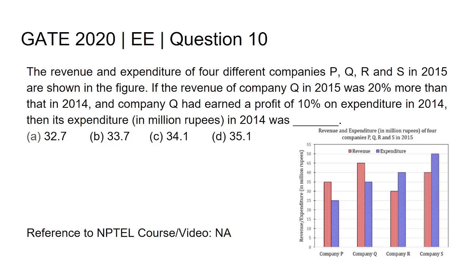The question is: the revenue and expenditure of four different companies P, Q, R and S in 2015 are shown in the figure. If the revenue of company Q in 2015 was 20% more than that in 2014 and company Q had earned a profit of 10% on expenditure in 2014, then its expenditure in million rupees in 2014 was blank space. Options are option A 32.7, option B 33.7, option C 34.1, option D 35.1.